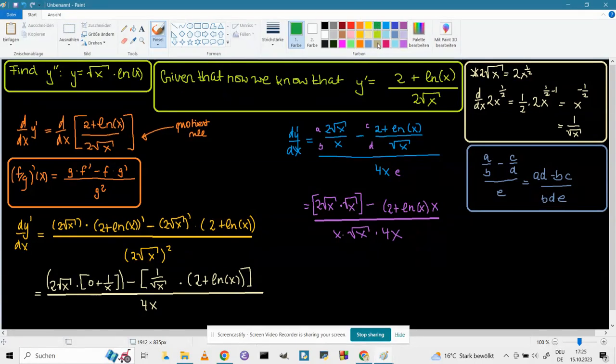The first thing that we're going to do is some side work here, actually, to fix the bottom. But let's do the top first, and then we'll do the bottom after. Okay, the top becomes 2x, because square root of x times square root of x is x.